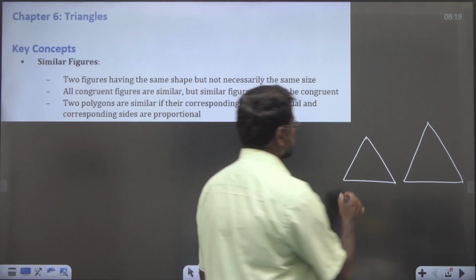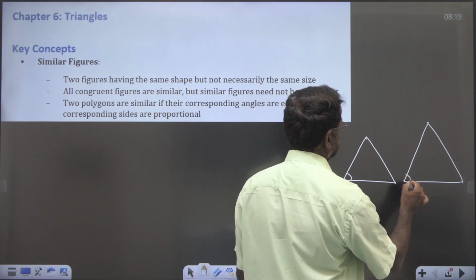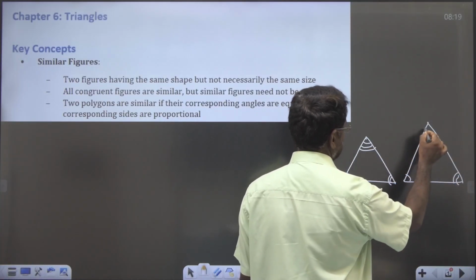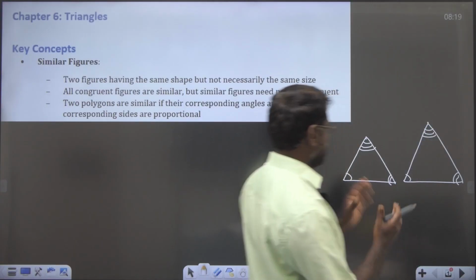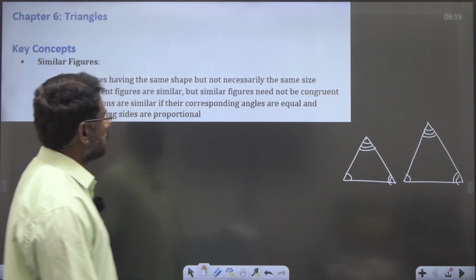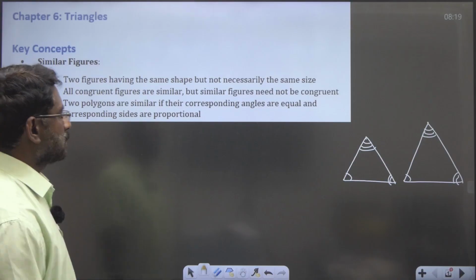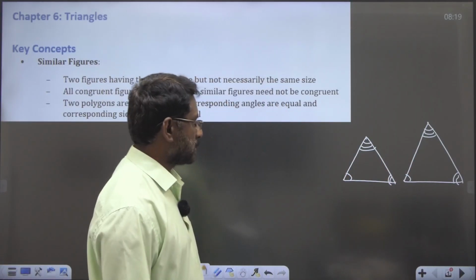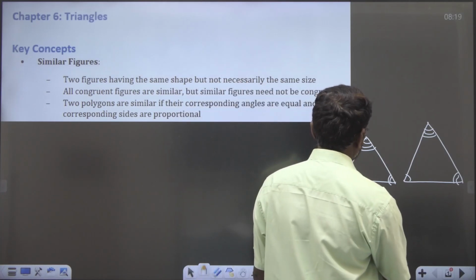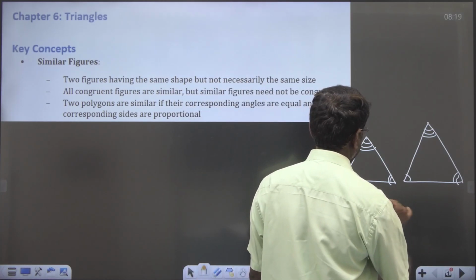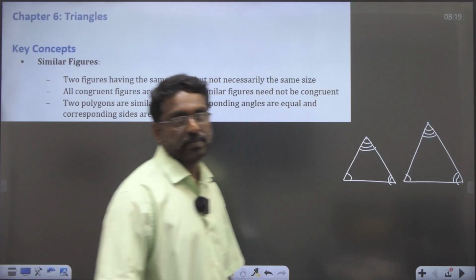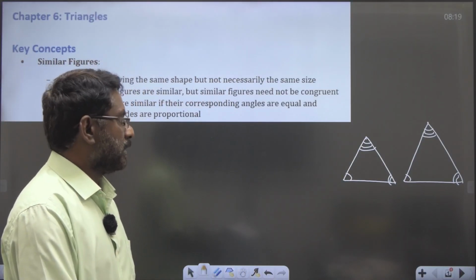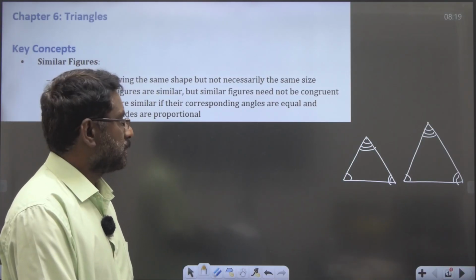Suppose the angles are the same: this angle is same, this is same, this is same. The shape is the same, but the size is different. This is a small size, this is a bigger size. So we can say that these two figures are similar figures or similar triangles.